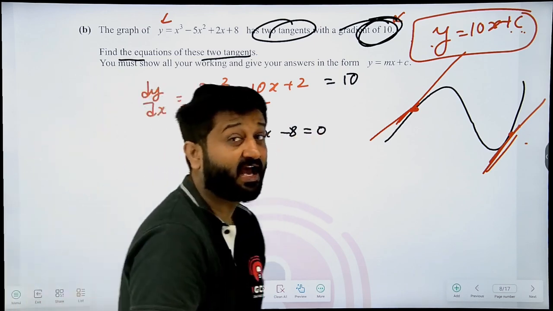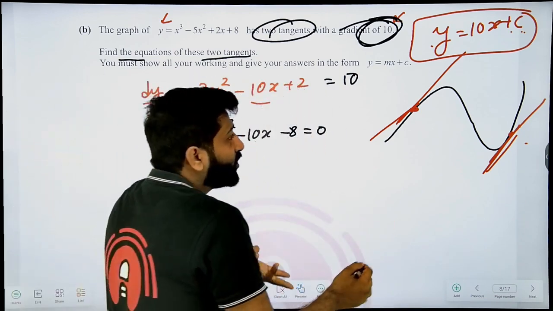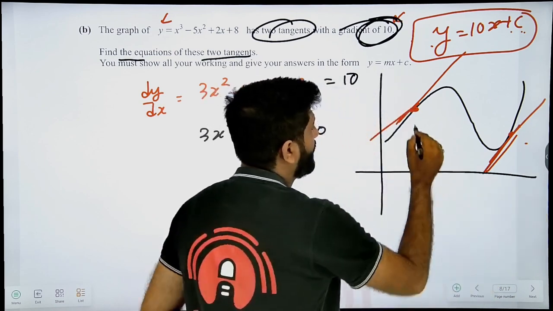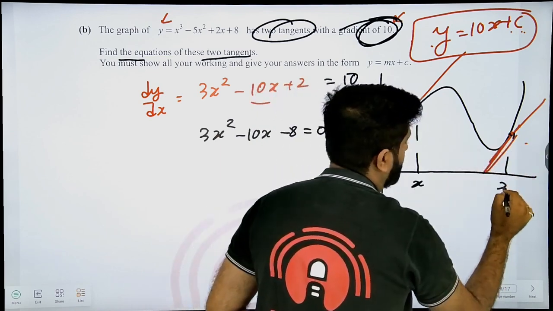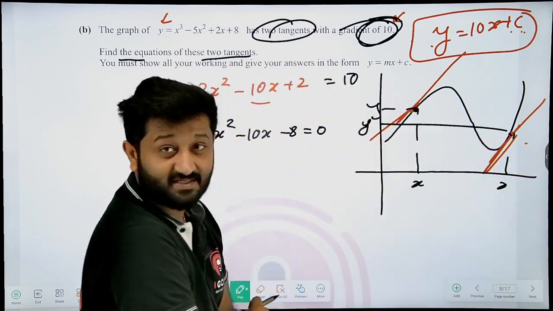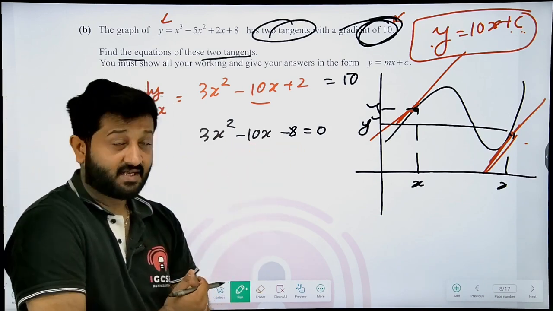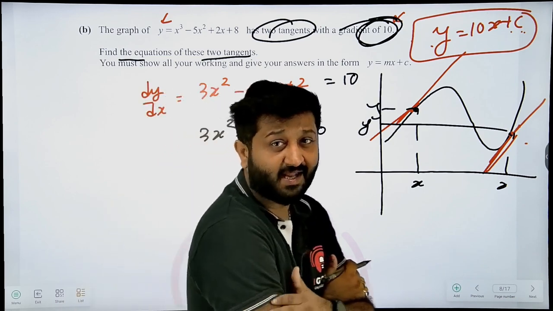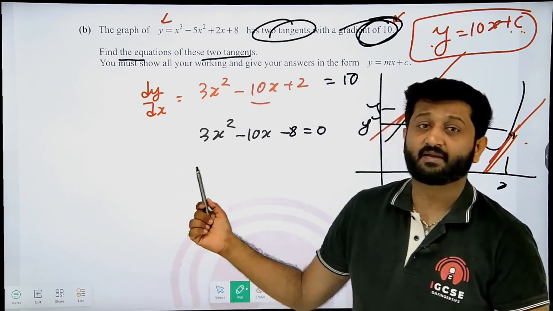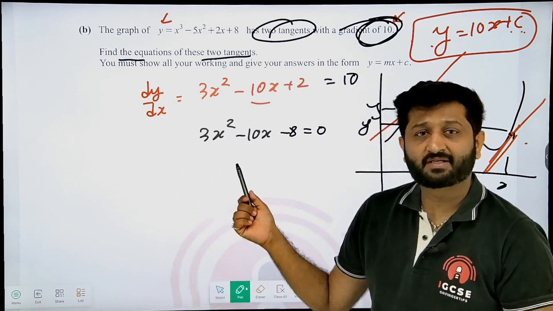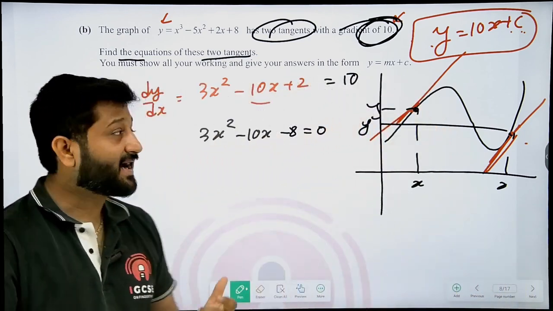Now as I am supposed to find x, I am supposed to do factorization. I want to know that if this is my graph, what is the value of x and y for these tangents. So using this, I will find x. I'll factorize this. I know that the middle term is negative 10. I'll split negative 10 into two terms in such a way that the addition gives me negative 10 and the multiplication gives me 3 into negative 8, that is negative 24. Now, are there such terms?